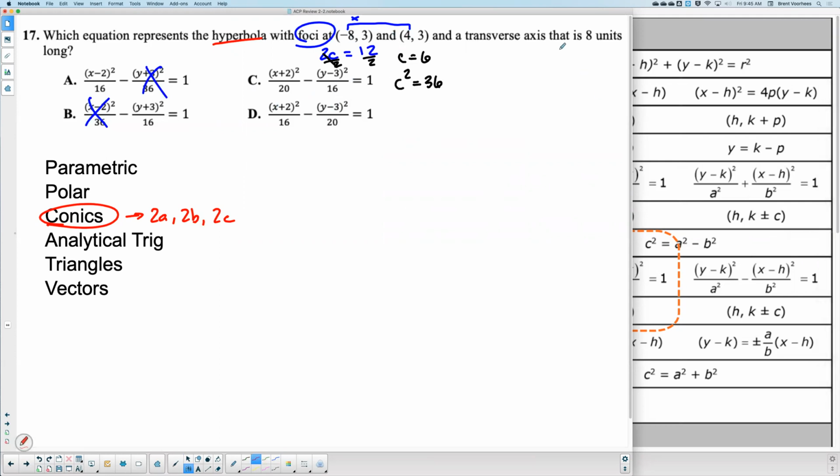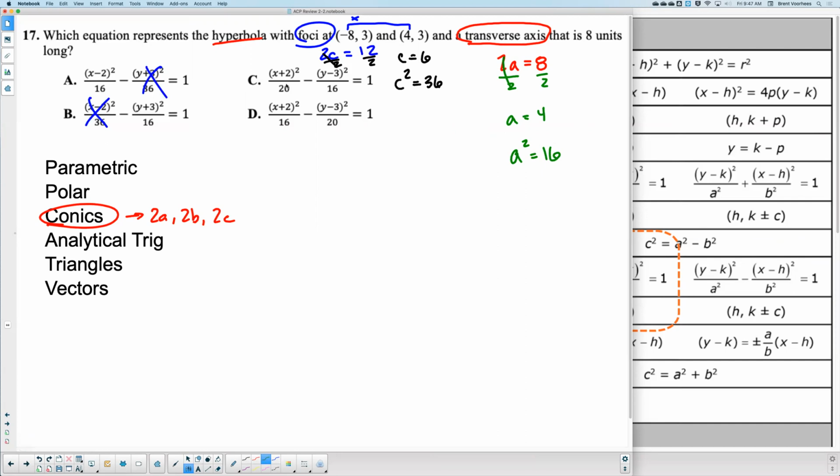It says the transverse axis is 8 units. What is transverse? 2A, 2B, 2C? Oh, that's wrong. It's not 2B. It is 2A. Transverse is 2A. So now that we know 2A is 8, how do I get 1A? Divide by 2. So 1A is 4, and A squared would be 16.